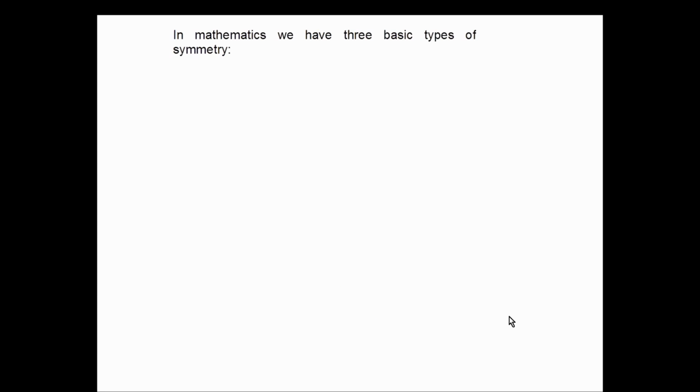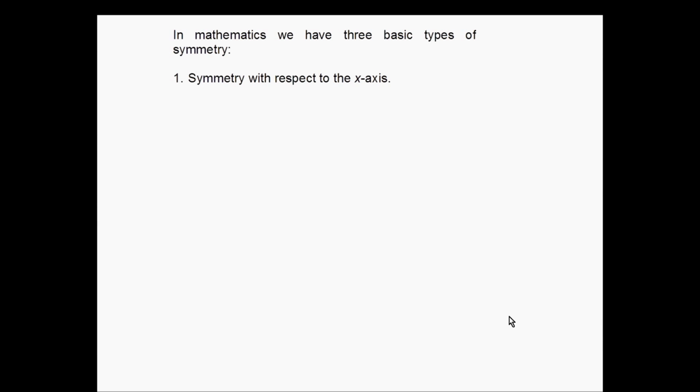In mathematics, we have three basic types of symmetry. The parabola actually showed one of them. So number one, we have symmetry with respect to the x-axis. Number two, symmetry with respect to the y-axis. And number three, symmetry with respect to the origin. There's actually a fourth symmetry, but for some reason our book chooses not to do it.